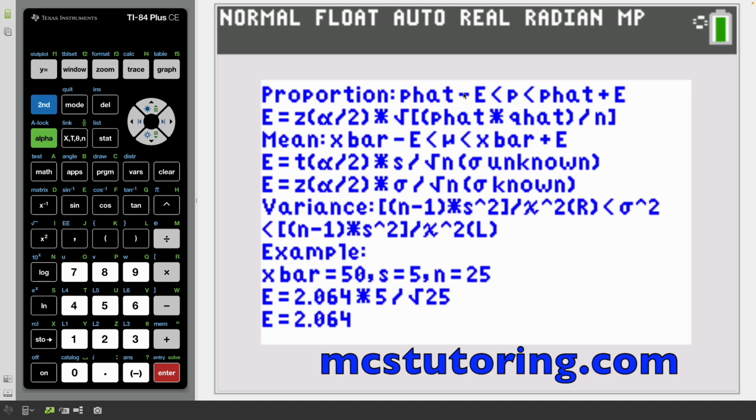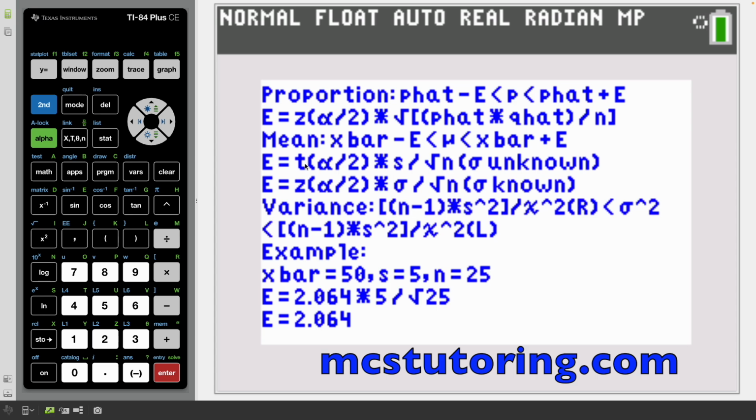I know it looks like fat. It's p hat minus E is less than p is less than p hat plus E. E is typically the margin of error. It's the z-score of alpha over 2, I'm going to 2-tailed test, I believe, times square root of p hat times q hat over n. The mean x bar, and it's usually x with a bar over it, but I can't do that symbol on the TI-84, so I'll call it x bar, minus E, less than mu, less than x bar plus E.